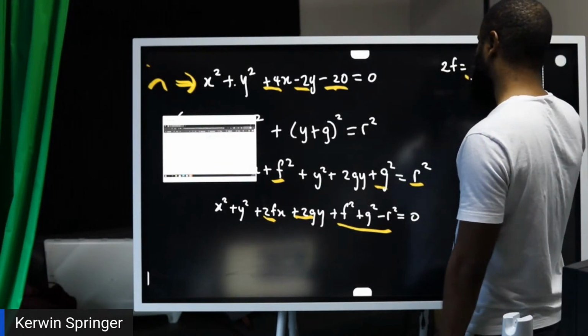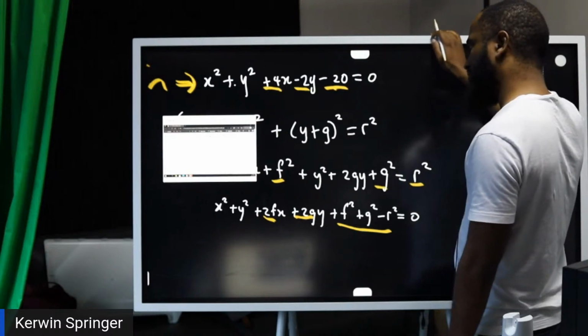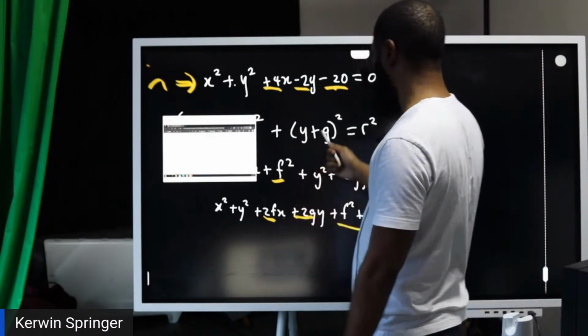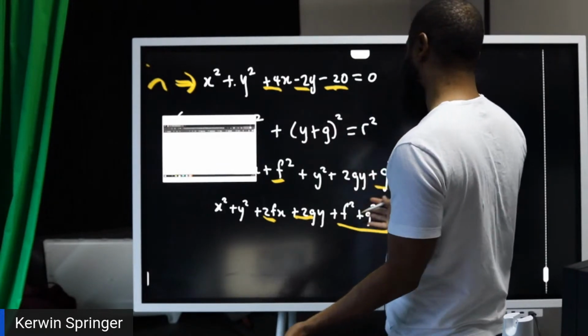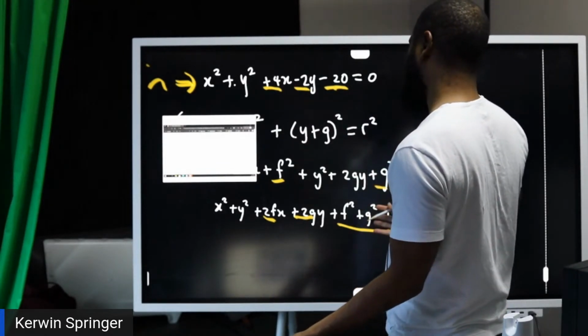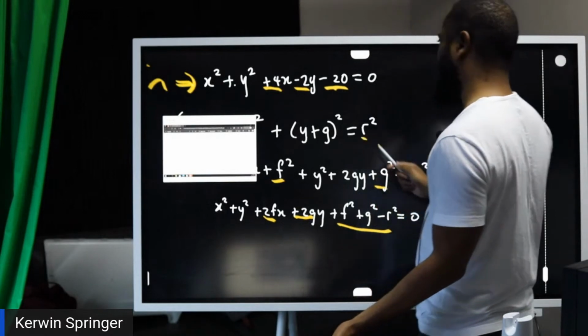2f is equal to... what do you want me to do? Express it in this form? So I need to find the value of f and g, that's all. I don't really care about anything else. Or do I need to find the value of r as well?